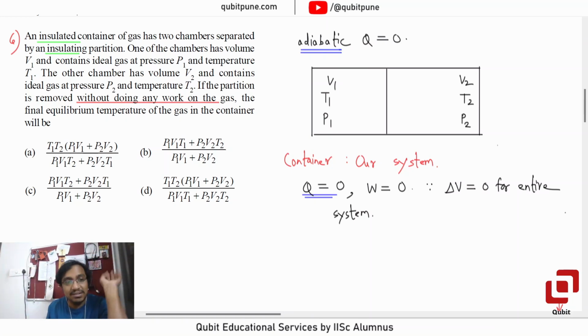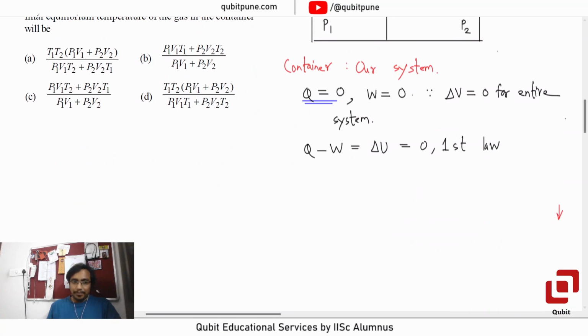Now these two statements are important, because if Q is 0 and W is 0, what does it mean? Look, Q minus W, which is delta U, that is also 0. First law. Delta U is also 0 according to the first law.